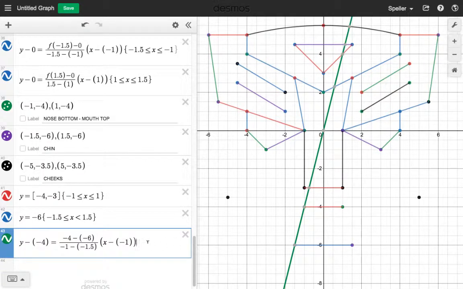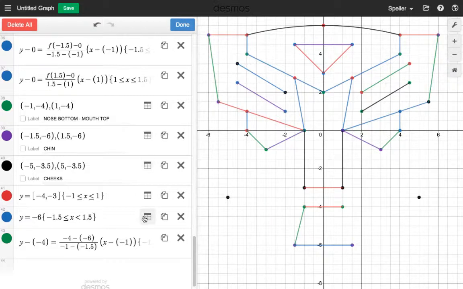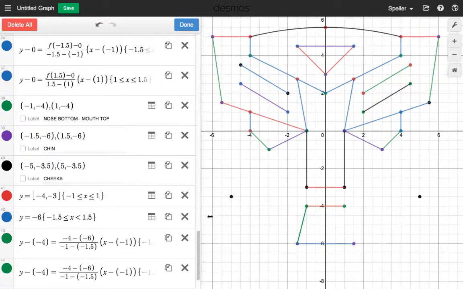And then I want to limit the domain. So it's going from, let's see, the x value here is -1.5 and the x value here is -1. So let's do curly brace, -1.5 less than or equal to x less than or equal to -1. Whoops, -1. And let's close the curly brace there. All right, so that's that side. Let's go ahead and duplicate so that we can create the right-hand side.